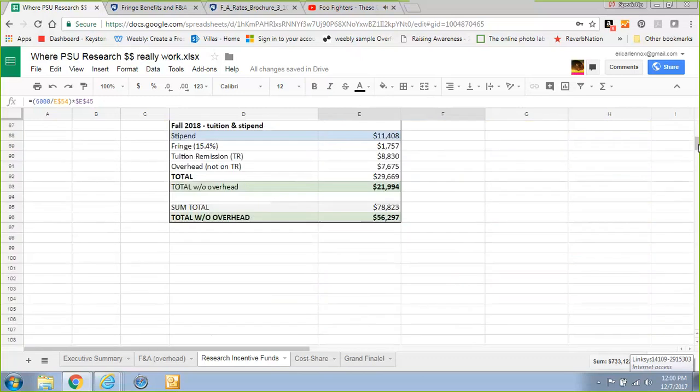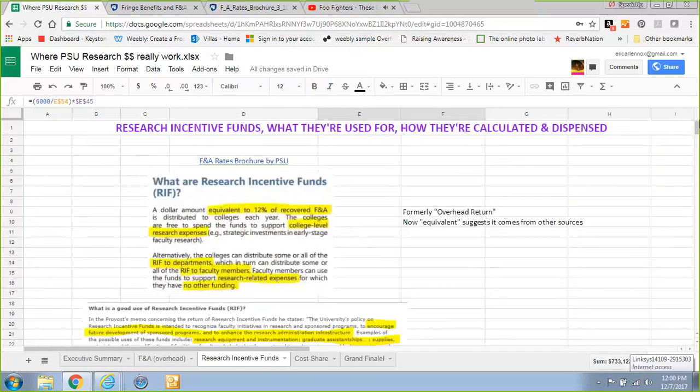Okay, so that covers research incentive funds. Hope that gives you guys clarity, especially to faculty.